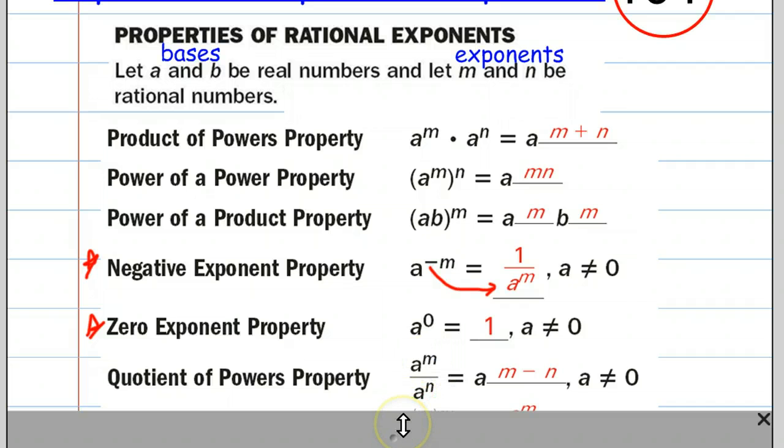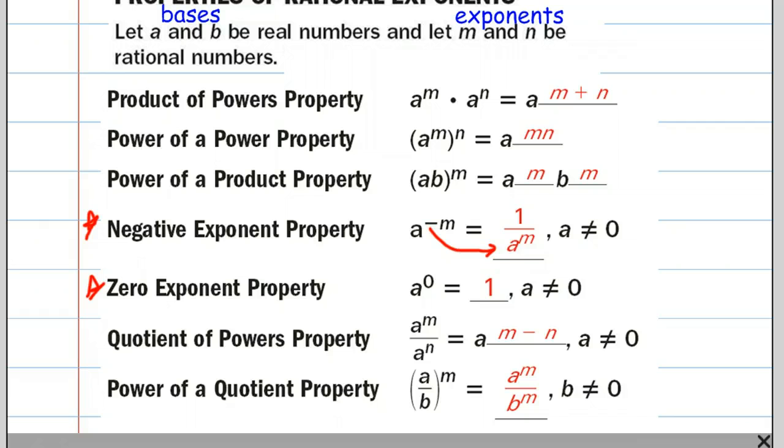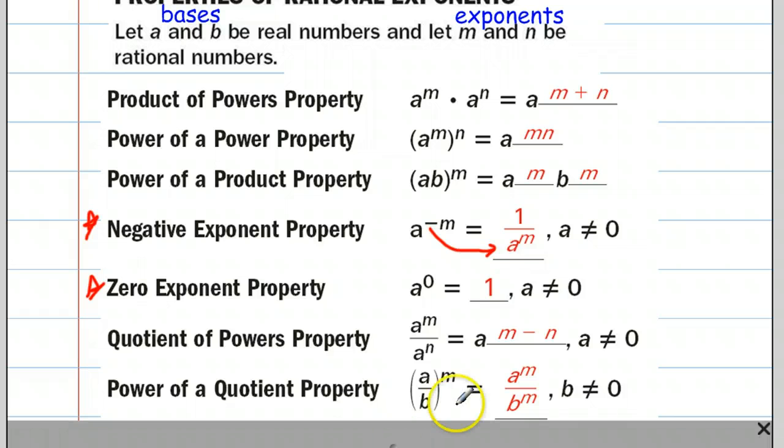Okay? And then the quotient property: a to the m divided by a to the n is the same thing as a to the m minus n. We're basically subtracting the exponents. And all these work as long as a is not 0. Okay? And last but not least, oh no, still not last, we can also distribute as well.